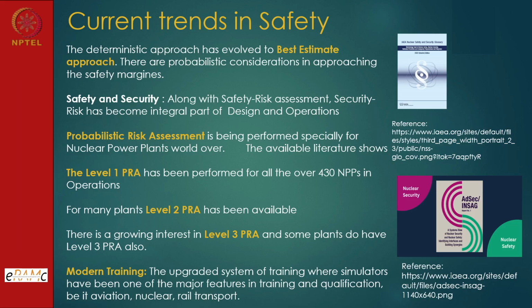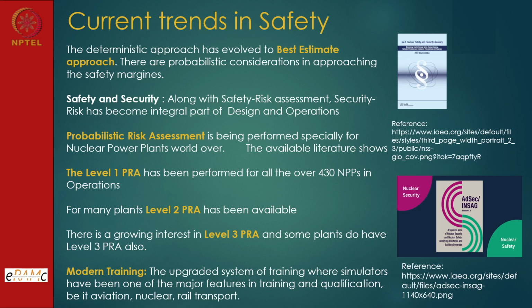Well, about level 1 PRA, it has been playing a role for complex systems, especially nuclear plants. Almost 430 plus nuclear plants are operating the world over, and for most of the plants level 1 PRA has been done. So that vindicates the applicability of this method and the acceptability of this method also. For many plants, level 2 PRA has also been developed. Level 2 PRA means now we are talking about some deviation that has taken place, and now the consequences are being evaluated inside the containment.